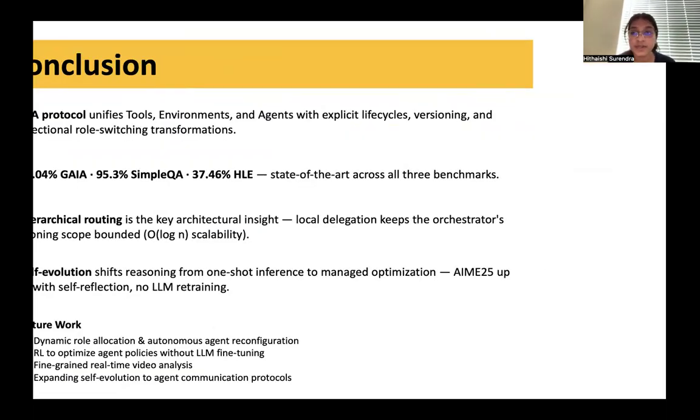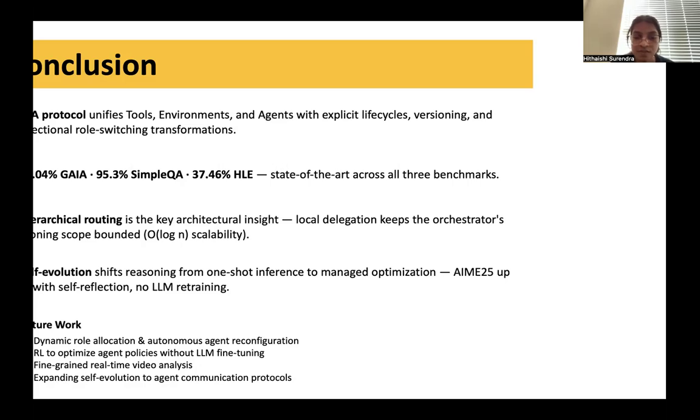Coming to the conclusion. To wrap up, TEA basically gives you unified lifecycle management, versioning, and fluid role boundaries across tools, environments, and agents. Agent Orchestra, which is built on the TEA protocol, hits state of the art results on Gaia, SimpleQA, and HLE. The two architectural bets that pay off are hierarchical routing for scalability and self evolution for continuous improvement without retraining. So that is pretty much a summary of what we discussed.